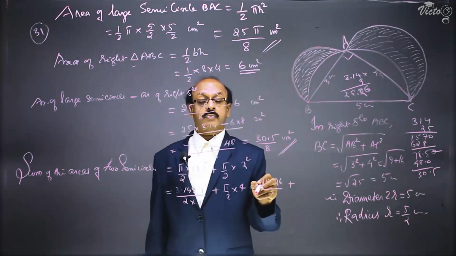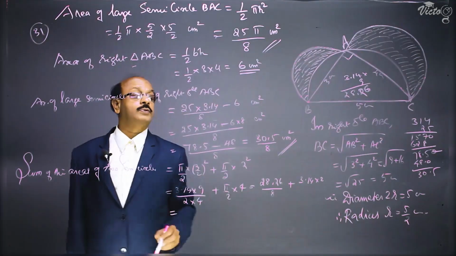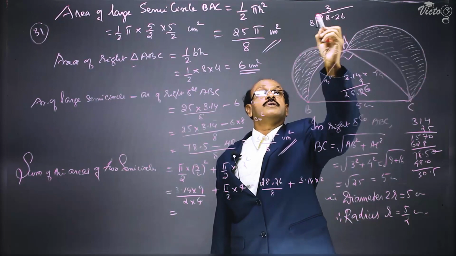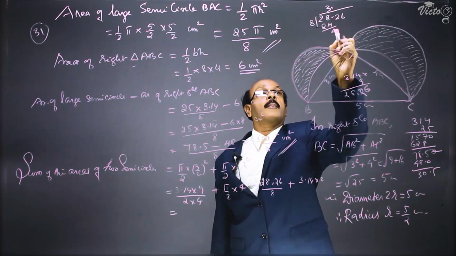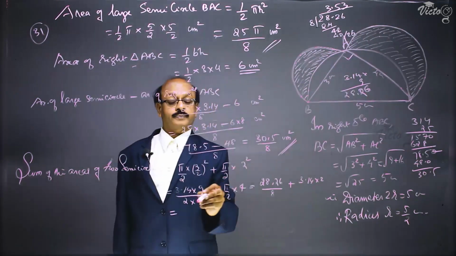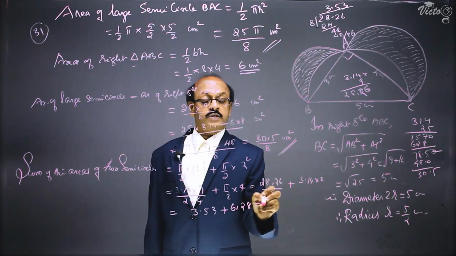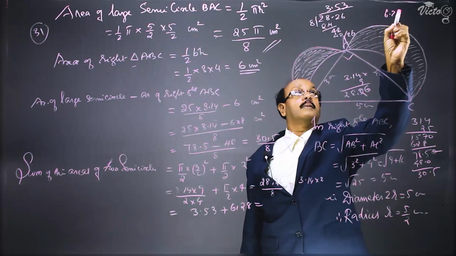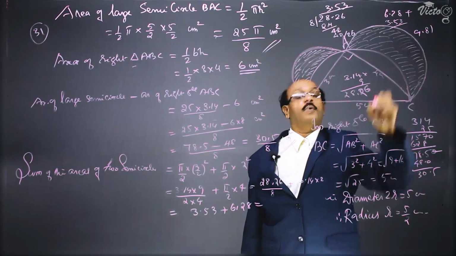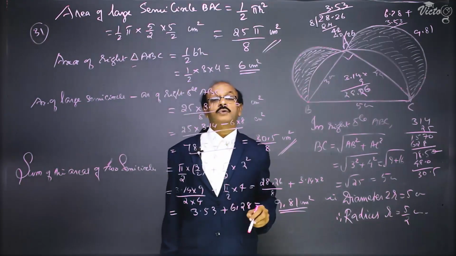Plus 3.14 into 2, which is 6.28. 28.26 divided by 8 is equal to 3.53. So 3.53 plus 6.28, which is equal to 9.81 centimeter square.